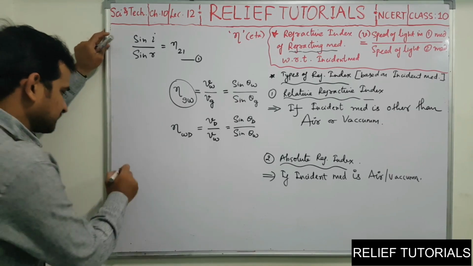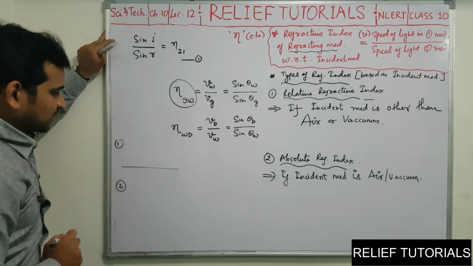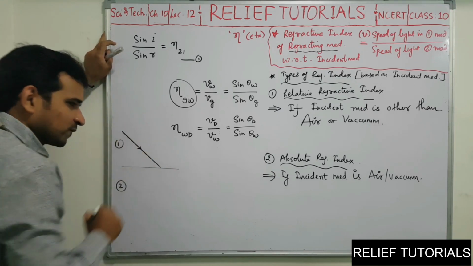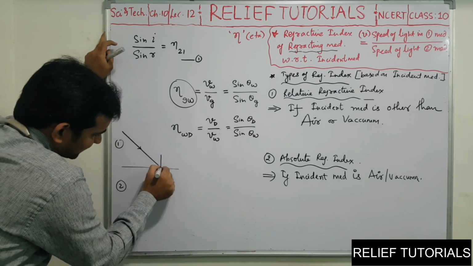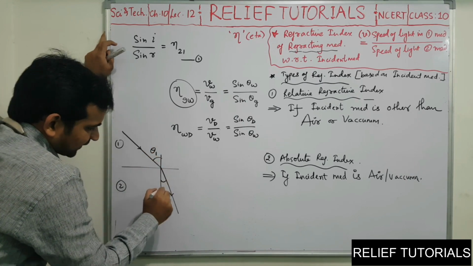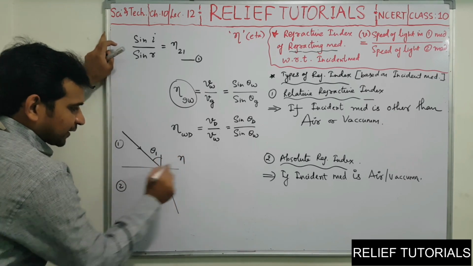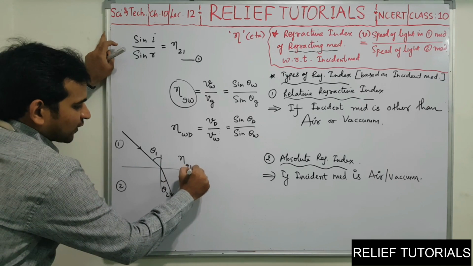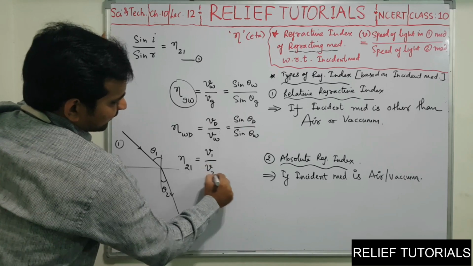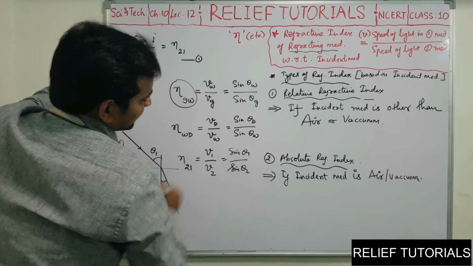One more. Consider this is medium number 1 and medium number 2. No specific medium we are writing here. Consider this is the incident ray, here is the normal, and this is the refracted ray. So this angle is theta 1 and this angle is theta 2. So the formula: refractive index of 2 with respect to 1 is equal to speed of light in medium number 1 by that in medium 2, means V1 by V2, and that is equal to sin theta 1 by sin theta 2.